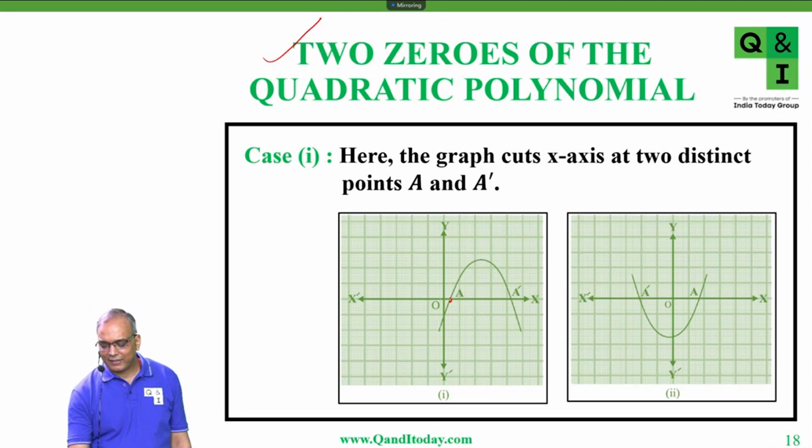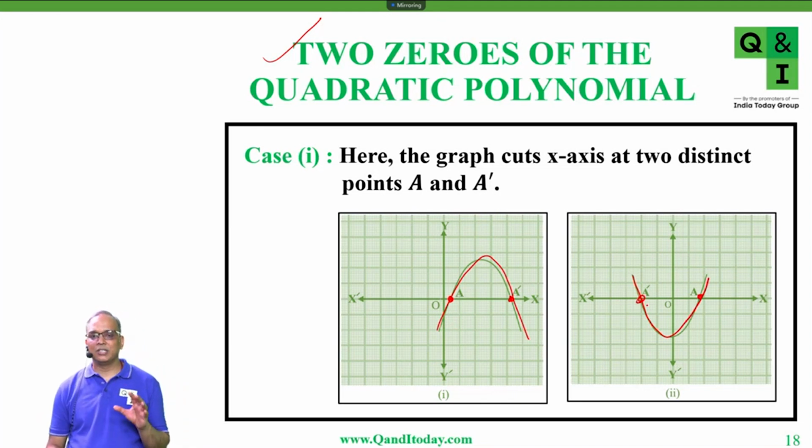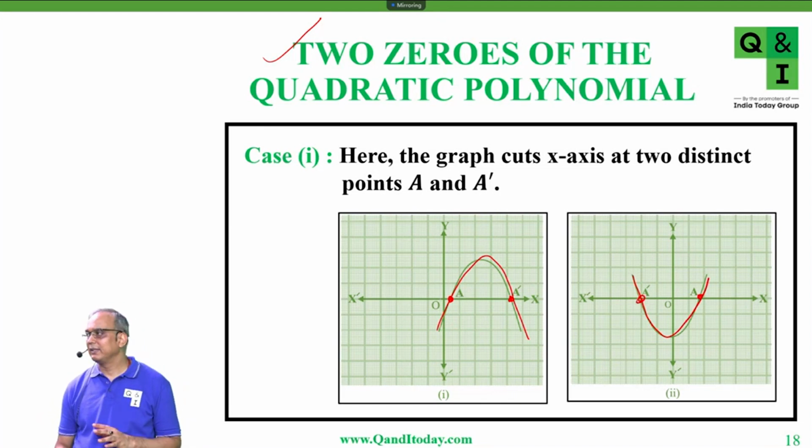Two zeros of the quadratic polynomial. Here the graph cuts the x-axis at 2 points, here at these 2 points, and second one is at these 2 points. So there are two zeros in this case. Clear?